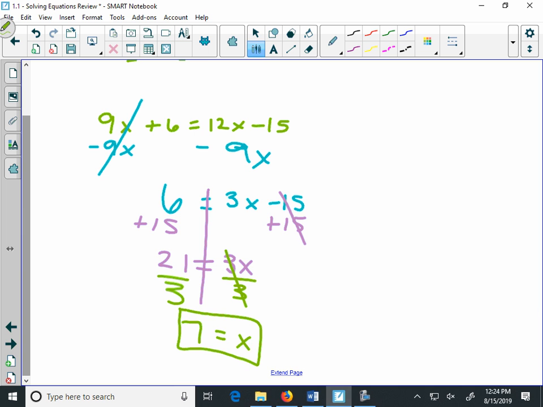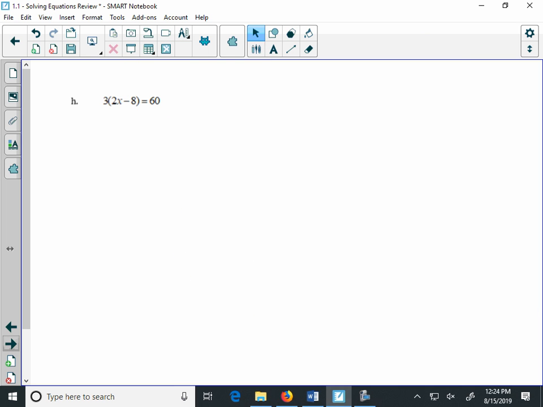We take a look at H. What do we need to do first here? Yeah, very good. We have that 3 right in front of the parentheses, and that means we need to distribute. When we distribute, what operation are we doing? Are we adding, subtracting? Multiplying. Whenever we distribute something, we're multiplying.